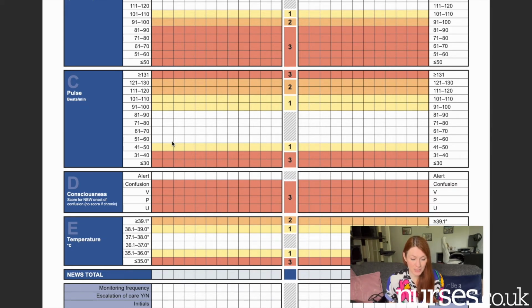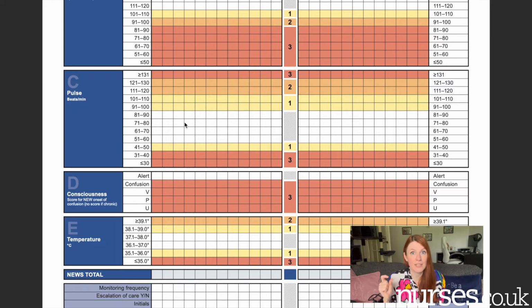So again, it's anywhere between 51 and 90 is normal. Again, use your clinical judgment. If they've got a really high pulse rate, it's going really, really fast, and you're thinking, oh my God, why is it going so fast? Why is your heart beating that fast? Report it. You need to be looking into what's happening.